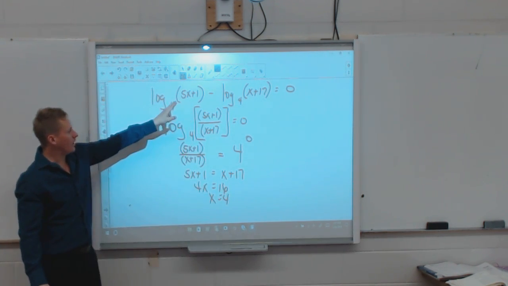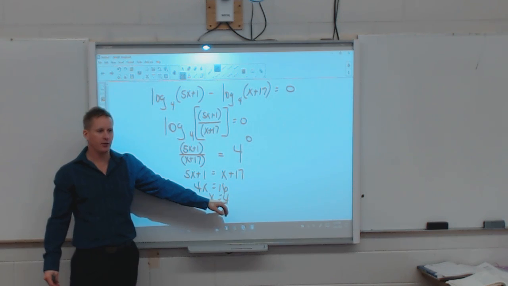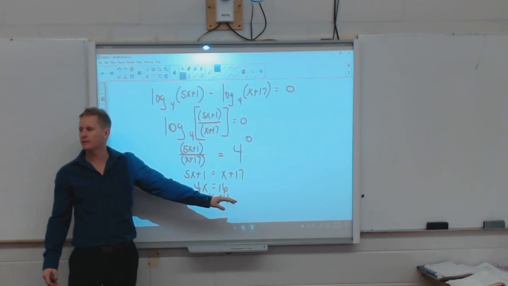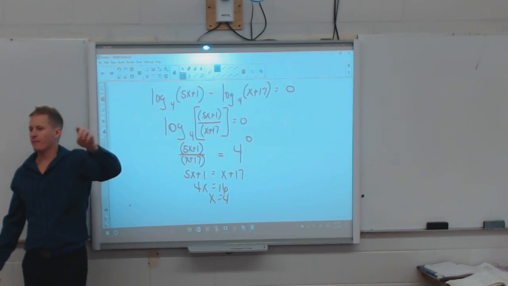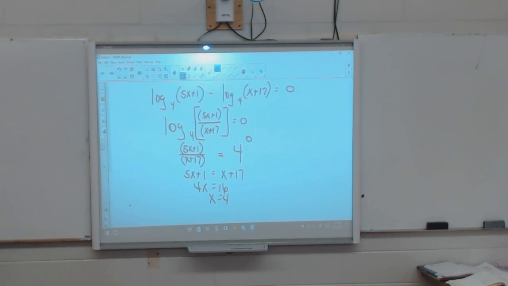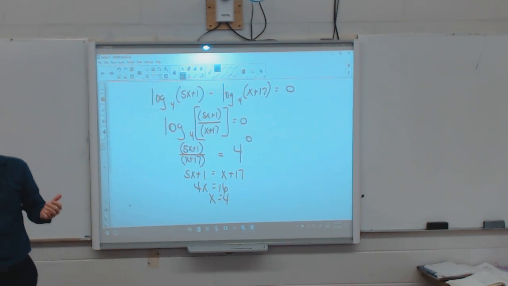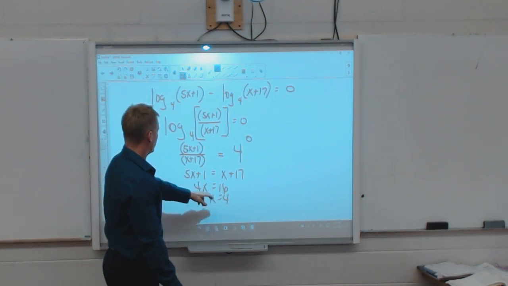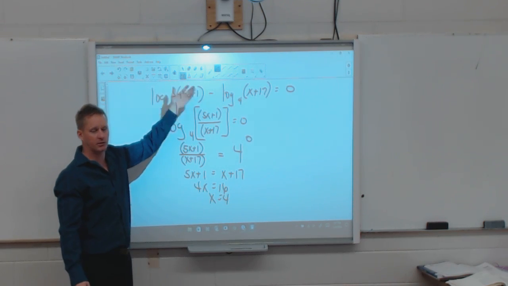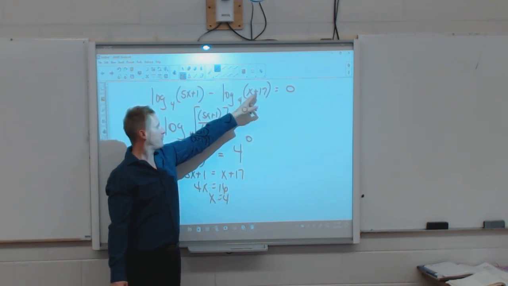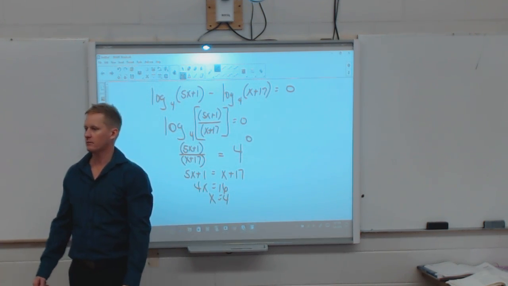The one difference is that you do want to place that value into each of those. Remember, you cannot have the log of a negative number, and essentially that's all you're looking for. So when I put the 4 in here, that's 5 times 4, which is 20. 20 plus 1, 21. We're okay. 4 plus 17, also 21.